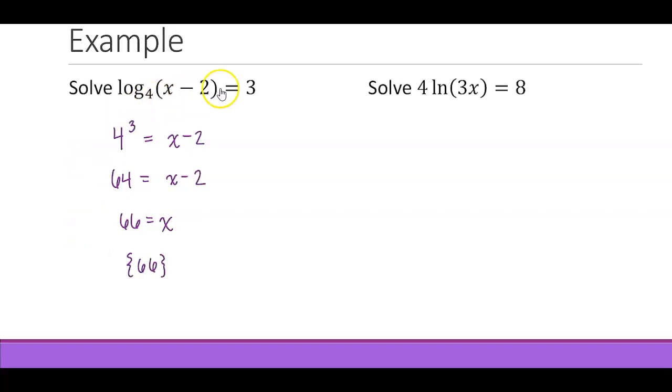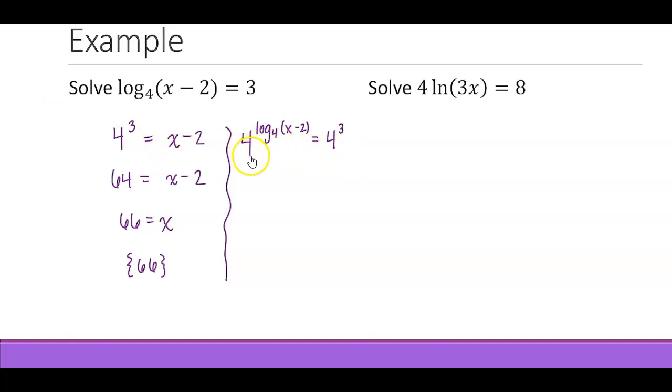Now, that was one way of thinking about how to solve this logarithmic equation, rewriting it in its exponential form. But an alternate way to think about solving the same equation is to exponentiate both sides. So since the log has a base of 4, what I can think about doing is writing this as 4 to the power of log base 4 of the quantity x minus 2 equals 4 to the power of 3. This is called exponentiating both sides.